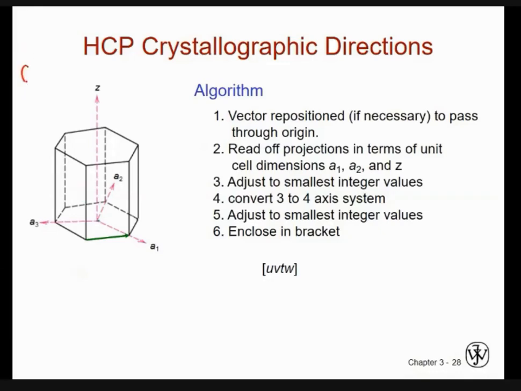In cube, we have 3-axis system, x, y, z, but in hexagonal close-packed, we have 4-axis system, which is A1, A2, A3, and Z. And Z-axis, so note the positive directions. This is positive A1. It will be negative A1. Positive A2, it will be negative A2. Positive A3, this side will be negative A3.